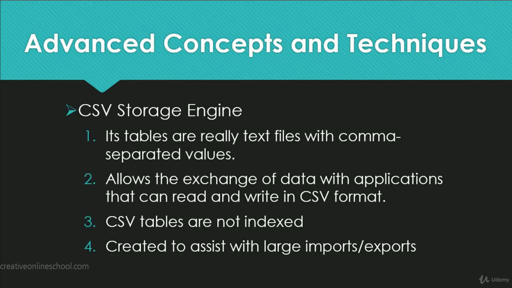First, the CSV storage engine. The CSV storage engine, as its name implies, has tables that are really text files with comma separated values, just like the ones we were importing and exporting earlier. This allows the exchange of data with applications that can read and write to CSV format, but CSV tables are not indexed, and that can make them extremely slow when running queries. They're mostly created just to assist with large imports and exports.